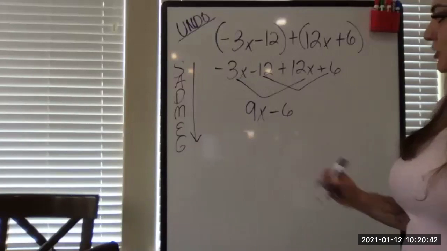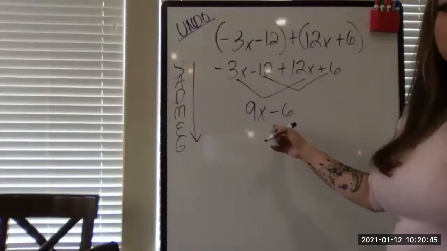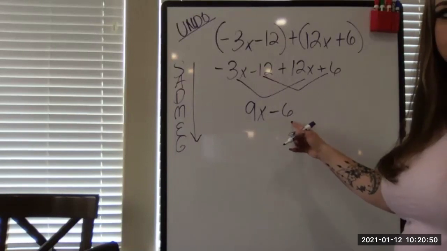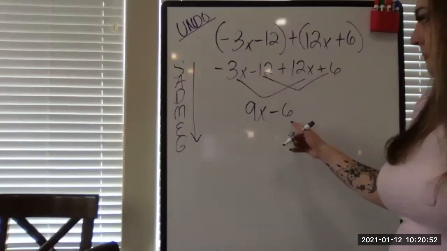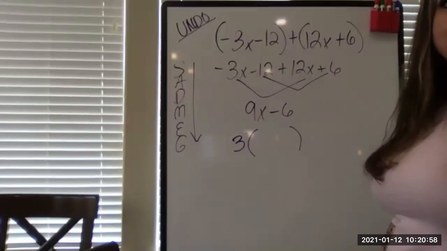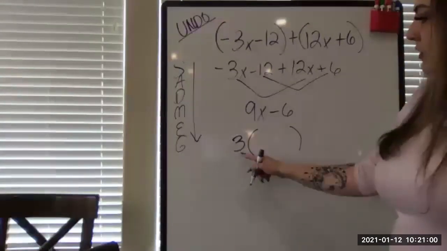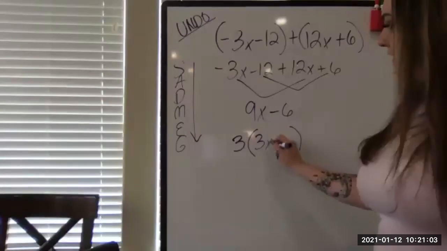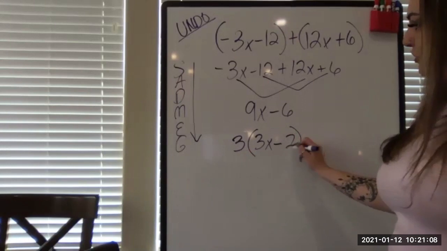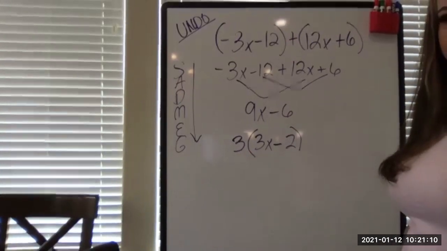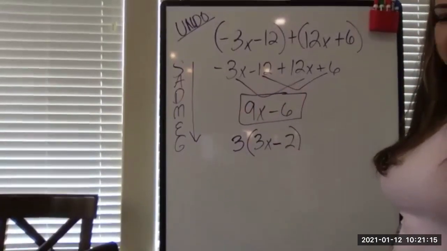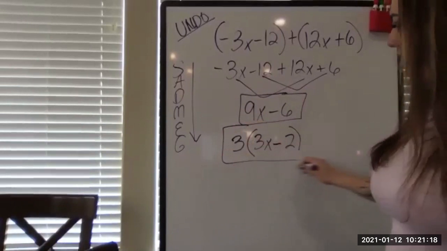This one worked out nicely too because we can actually factor this one and get some more practice in with factoring. What's the GCF of 9 and 6? 3. So we're going to pull out a 3, write our parentheses. 3 times 3x gives us 9x. And 3 times negative 2 will give us negative 6. So we have our simplified expression and we have our factored expression.